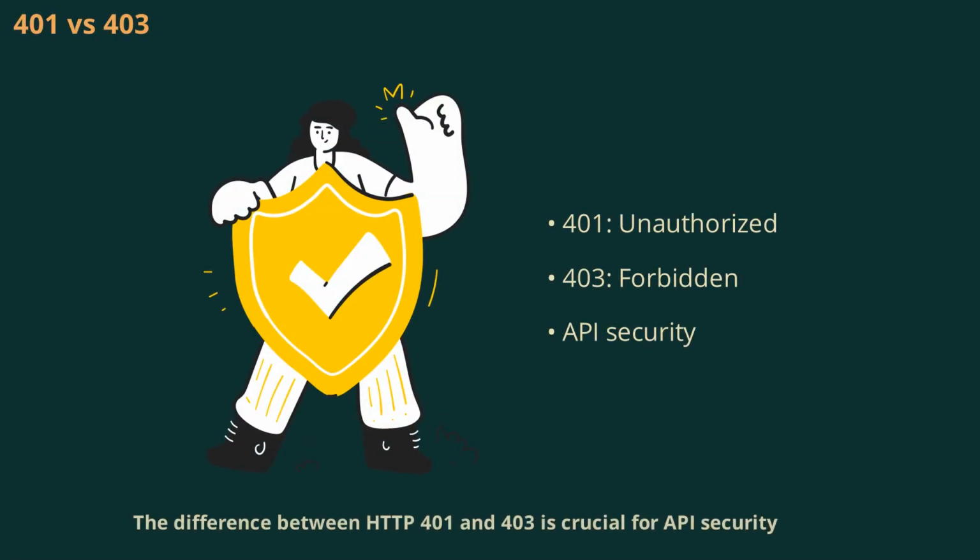The difference between HTTP 401 and 403 is crucial for API security. 401 means unauthorized, authentication is required. 403 means forbidden, the user is authenticated but lacks permission. This distinction helps you design secure and user-friendly APIs.